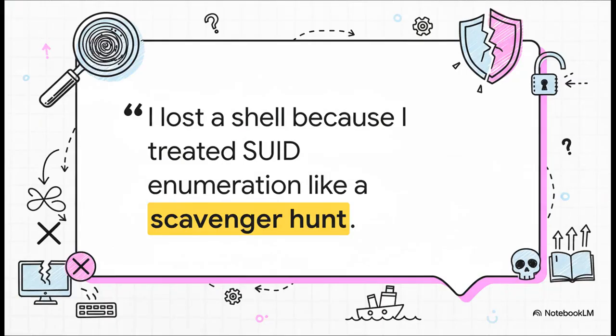I mean, this quote just says it all, doesn't it? "I lost a shell because I treated SUID enumeration like a scavenger hunt." Ouch. That one stings because it's so relatable. And listen, it's not about being bad at your job. It's about having a bad process. The stakes are super high. Losing a shell because you were just sloppy, that's a lesson you don't forget. So let's learn from it without having to go through the pain ourselves.